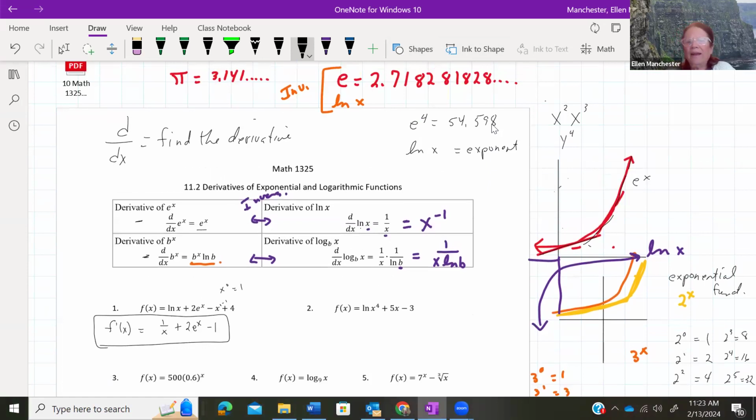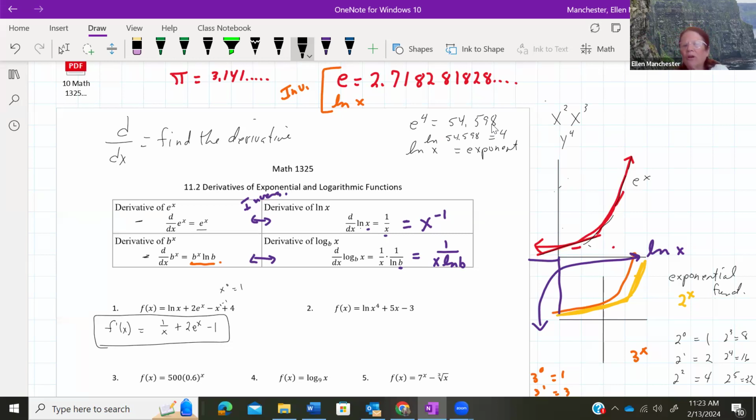54.598. And I asked you to write this in logarithmic form. It would be ln of 54.598 equals 4. So remember, it's just a rearrangement of an exponent. That's all a natural log is.